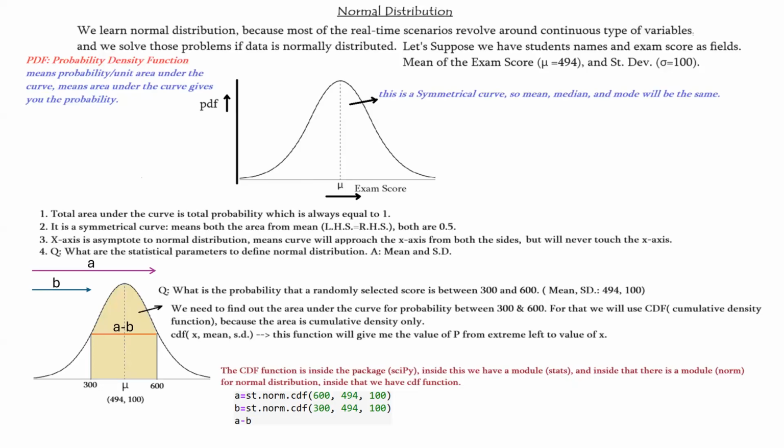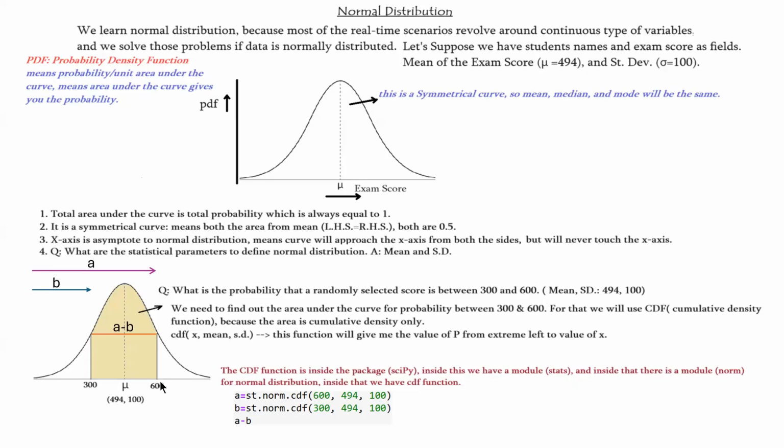Now, let us suppose a scenario that we have students and their exam scores, with student names and exam scores as fields or attributes. The mean of the exam score is provided to us, that is 494. If we take the average score of all the students, that is 494. And the standard deviation is also provided, that is 100. So if I make a curve, this is the curve, and this mu, 494, is the mean, and the standard deviation is 100.